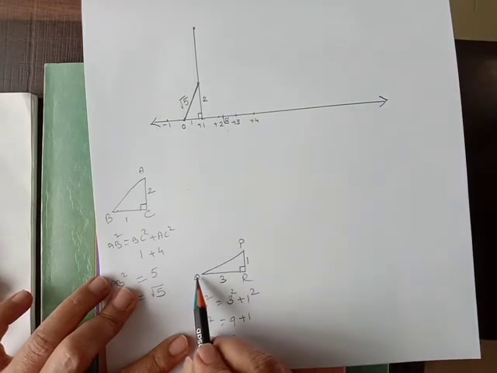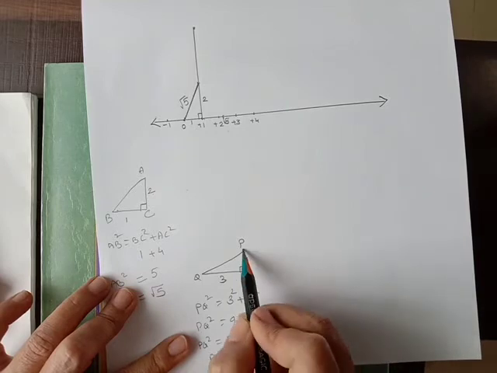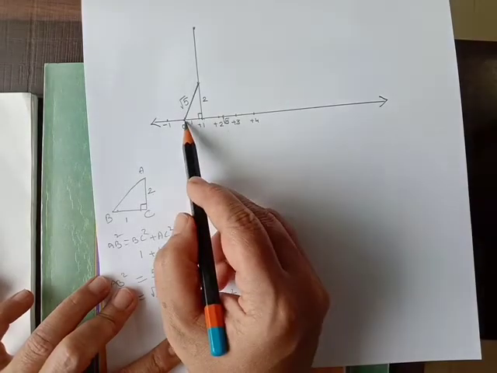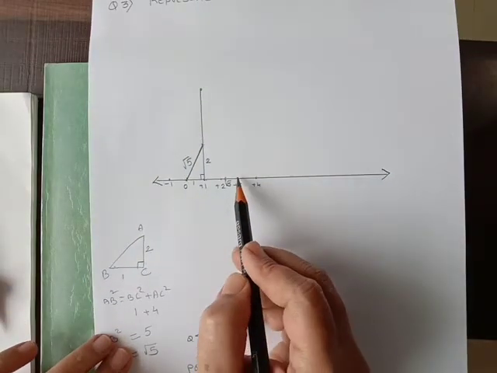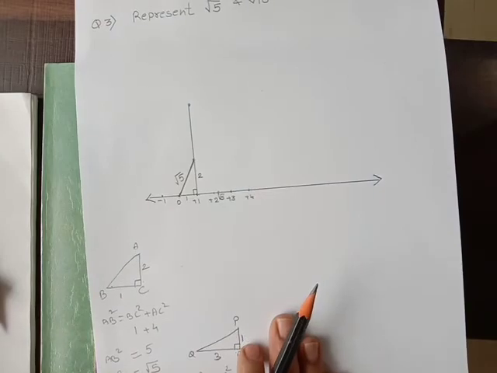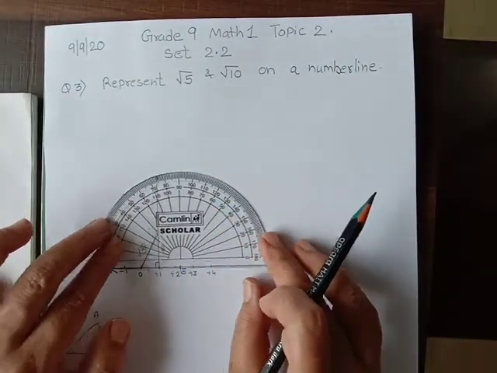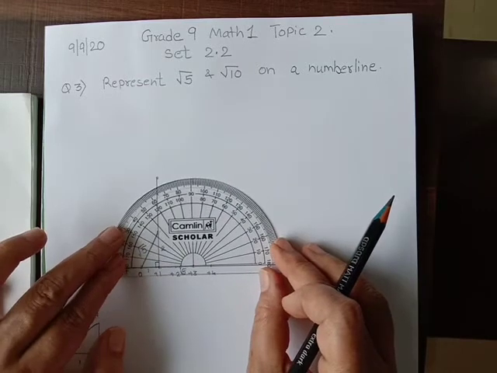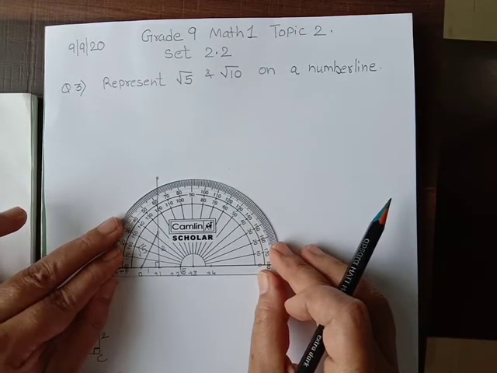Not root 3. I want QR to be 3 centimeters, or unit, whatever it is, and this should be 1 unit. So 3 centimeters over here, and from here I am going to draw a perpendicular line. I hope you are understanding. From here I am going to draw a perpendicular from 3 now, plus 3.